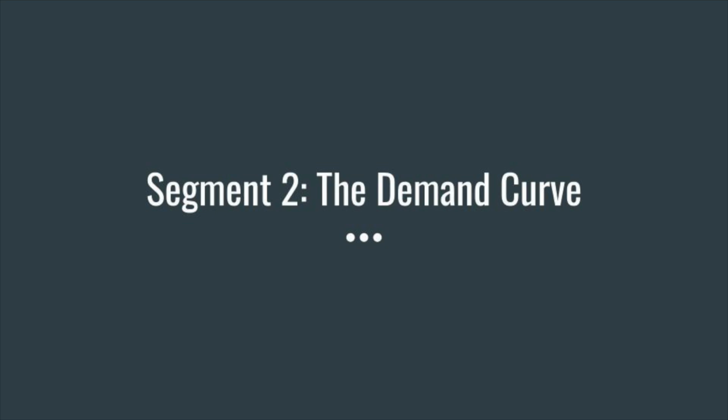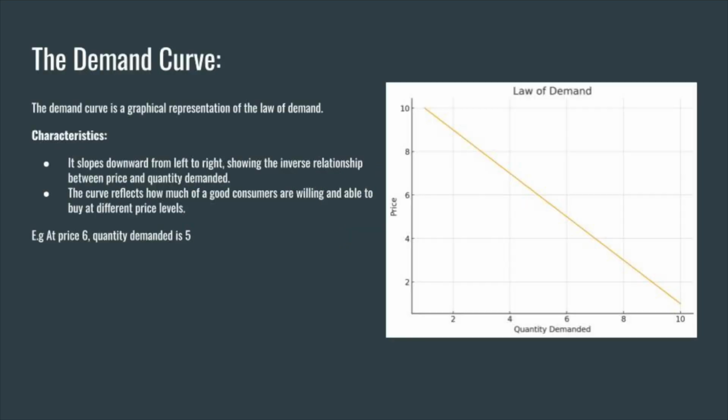Segment 2. The demand curve. The demand curve is a graphical representation of the relationship between the price of a good and the quantity demanded. Diagram: downward sloping demand curve. Imagine a graph with price on the vertical axis and quantity demanded on the horizontal axis. The demand curve slopes downward from left to right, reflecting the inverse relationship between price and quantity demanded. As price decreases, quantity demanded increases, illustrating the law of demand.